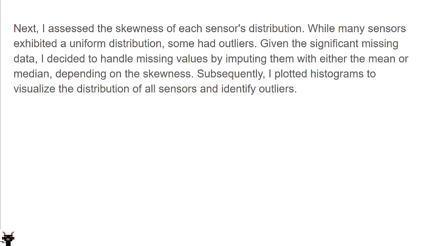Next, I assessed the skewness of each sensor's distribution. While many sensors have uniform distribution, many of them did have outliers, and also the significant amount of missing data, I also decided to impute them by either the mean or median based on the skewness. So after dropping those columns, I still had a bunch of null values for a bunch of sensors, so I filled them up based on the skewness of that sensor and put either the mean or the median inside of it.